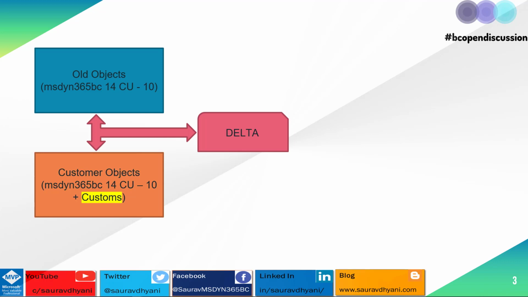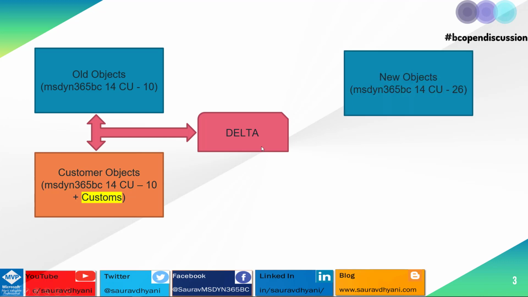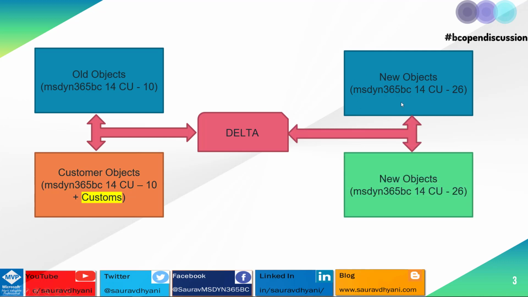With NAV 2015 and higher, Microsoft adds some new PowerShell cmdlets, where if you provide a new object set which is based on the target version where you want to go, which in our case is cumulative update 26, then using one single command you can auto merge these delta changes into the same objects, and it will give you the new merged objects.